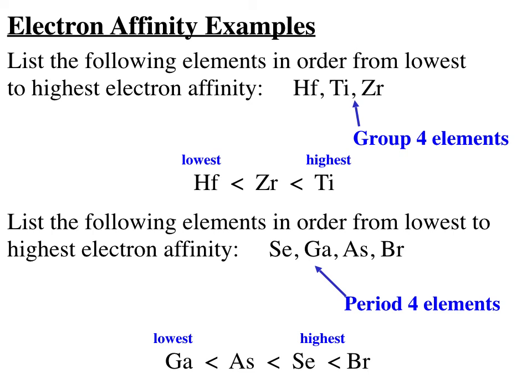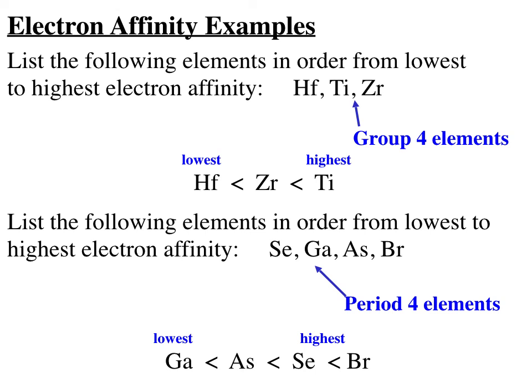D block elements. And so what that would mean is the element near the top will be the smallest of them. The element near the bottom will be the largest of them. So if you are a large element, you have a small electron affinity or low electron affinity. If you are a small element, you have a large electron affinity. So down this particular group, since hafnium is the largest element in the group, it has the lowest electron affinity. Since titanium is the smallest element in group 4, it has the highest ability to gain an electron, and zirconium is somewhere in between those two.